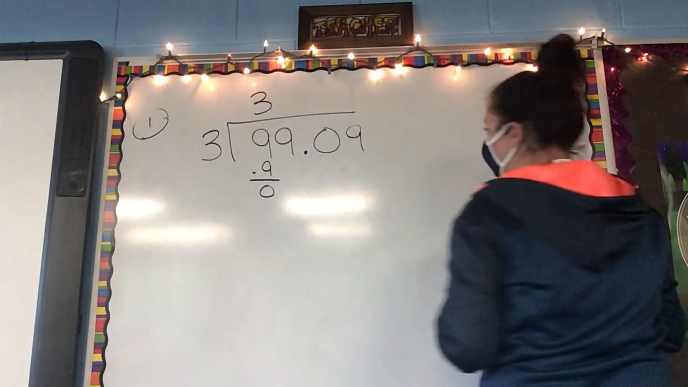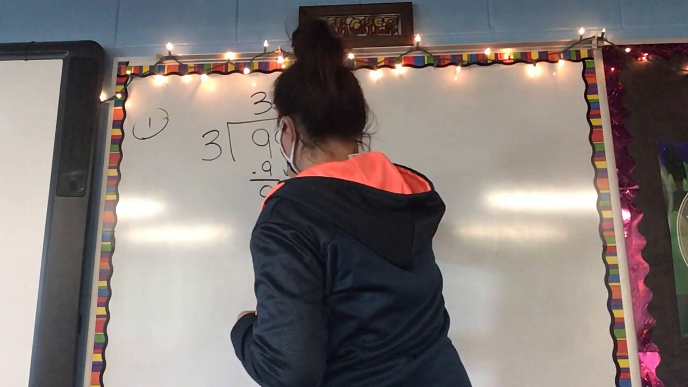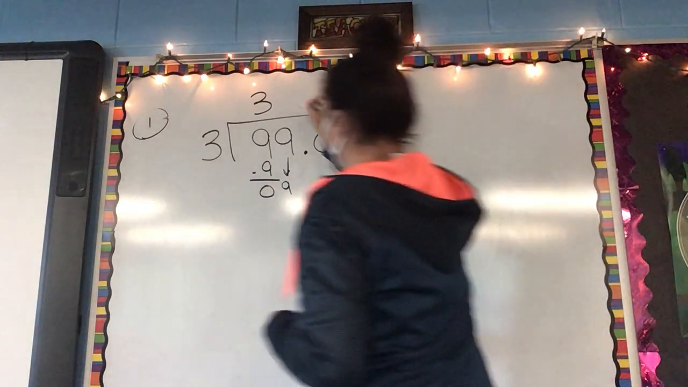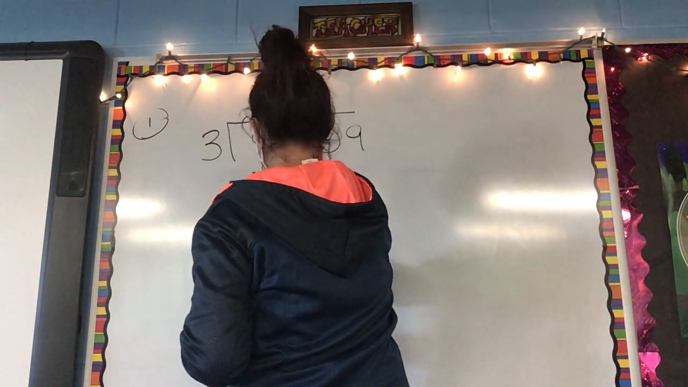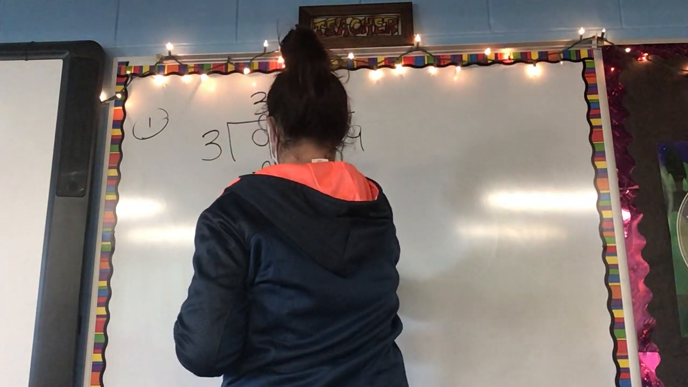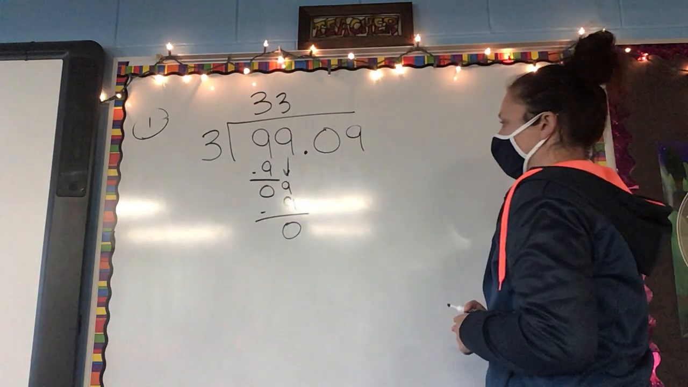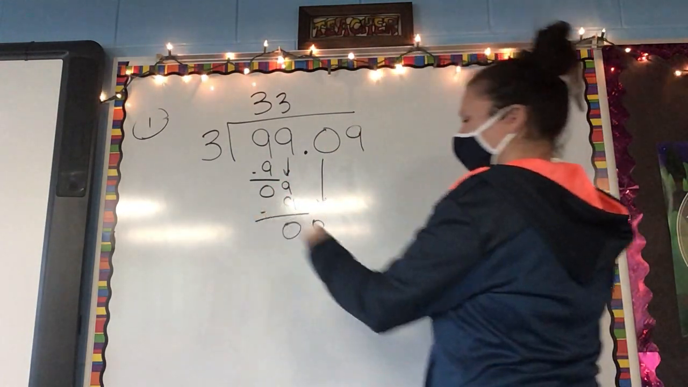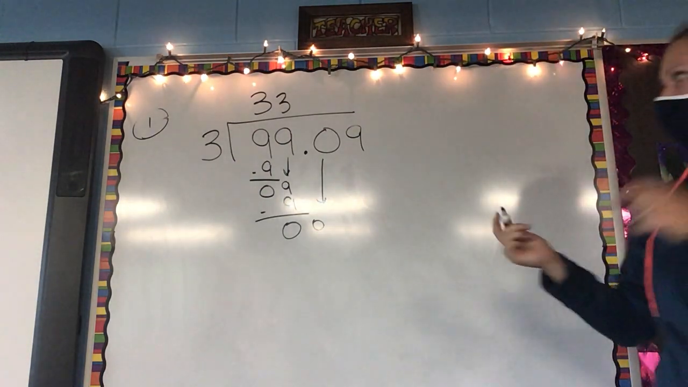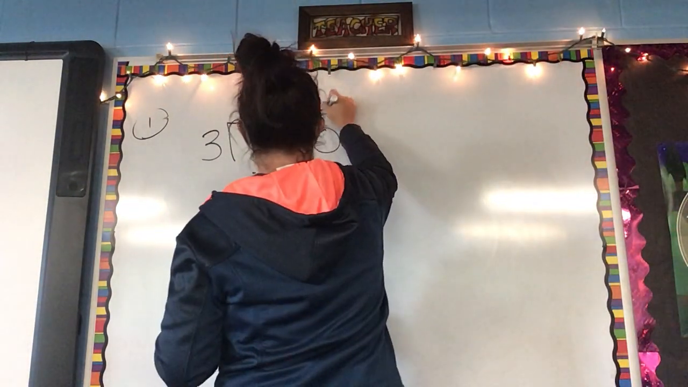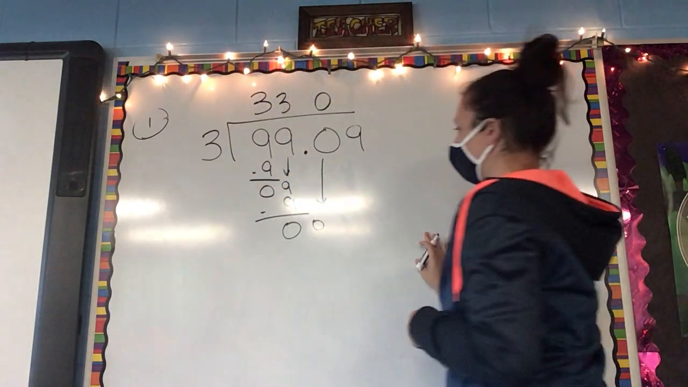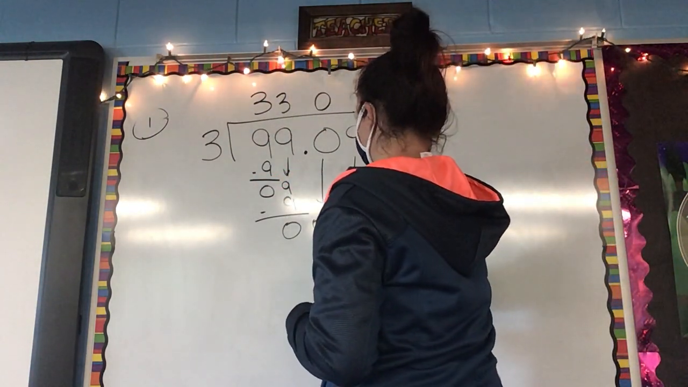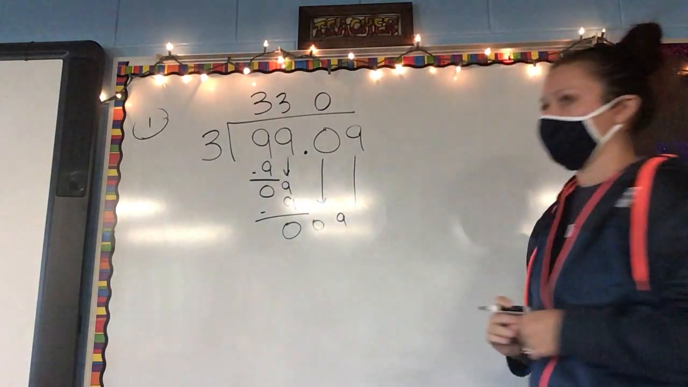No. So now I bring down my other 9. What is 9 divided by 3? 3. Because again, 3 times 3 was 9. I bring down my 0. How many times does 3 go into 0? 0 times. Okay? I bring down my what? 9. How many times can 3 go into 9?